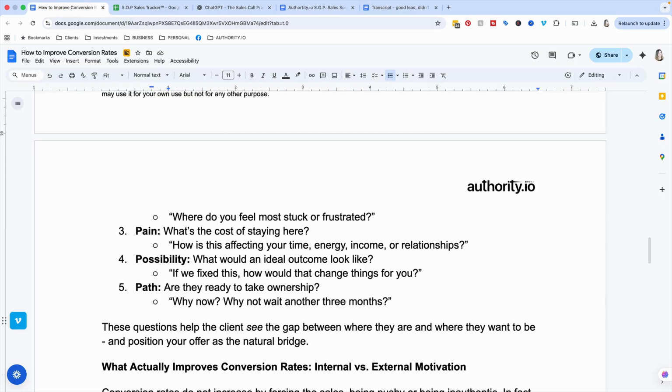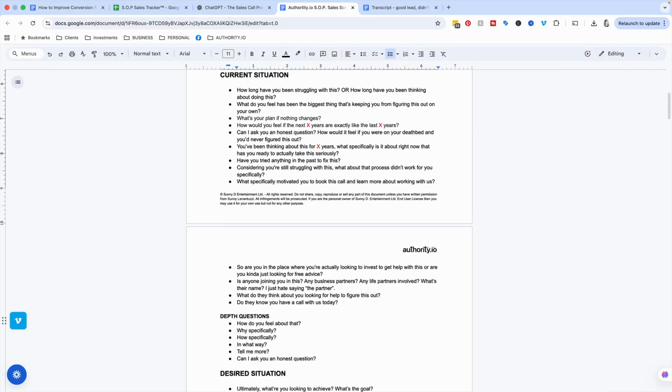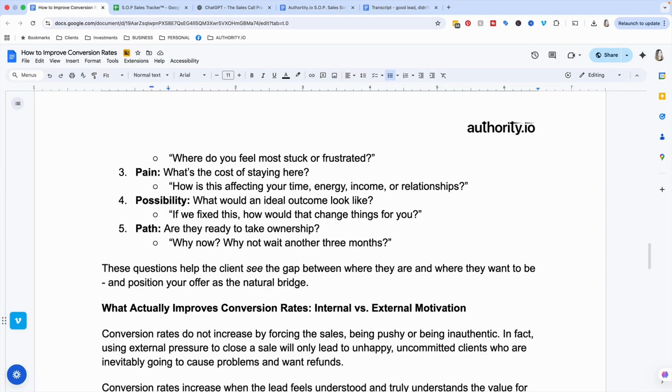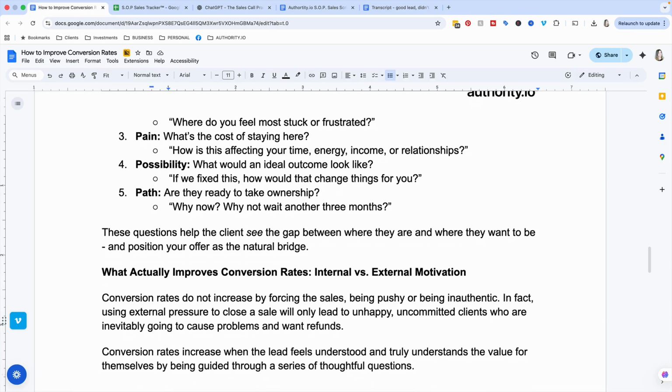So from there, the pain. What's the cost of staying here? How is this affecting your time, energy, income, or relationships? And there is a question very similar to this. So it's kind of aligned with this question and this question, but this is just asked in simpler terms. So you could just say something simple like, how is this affecting your time, energy, income, and relationships? And you could add that as an ending question to the current situation because that's going to help them illuminate the pain for themselves.